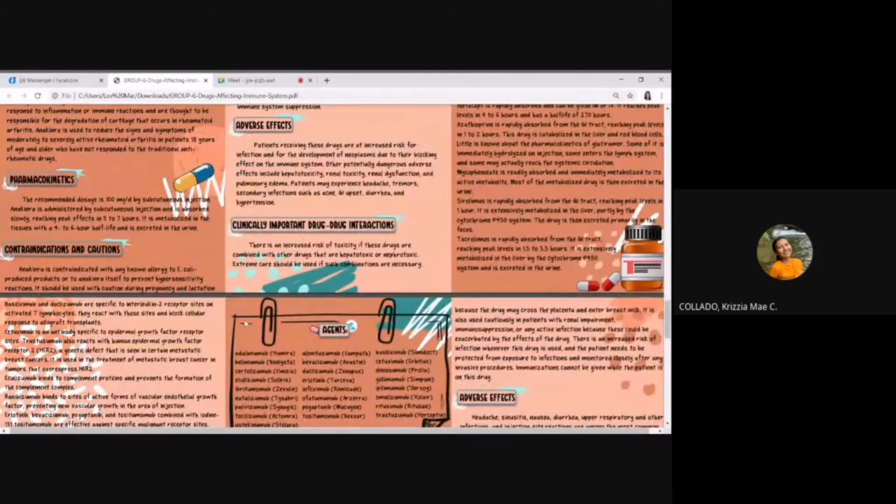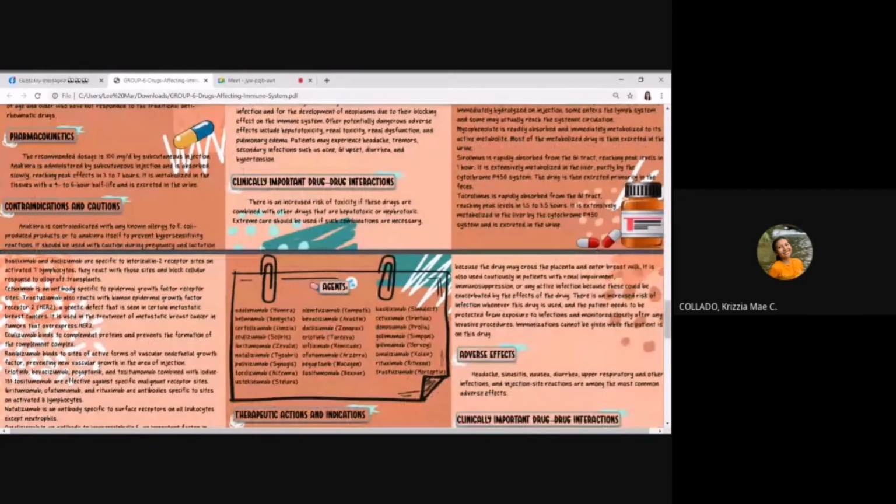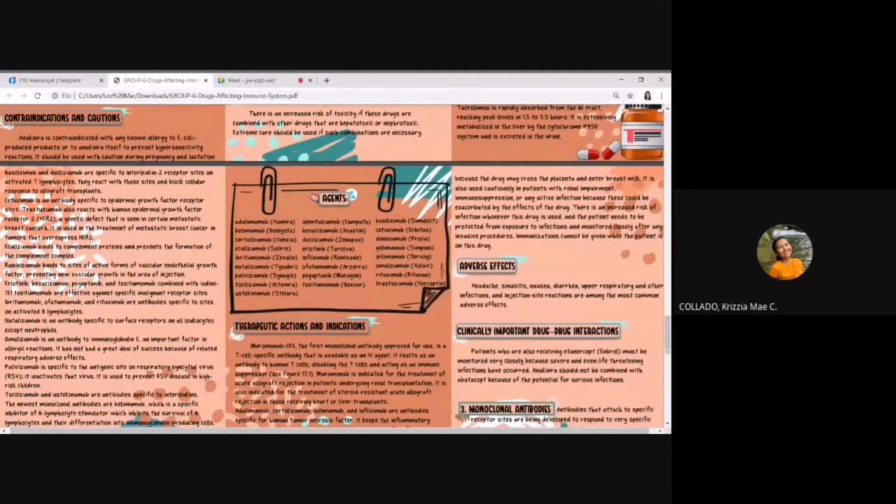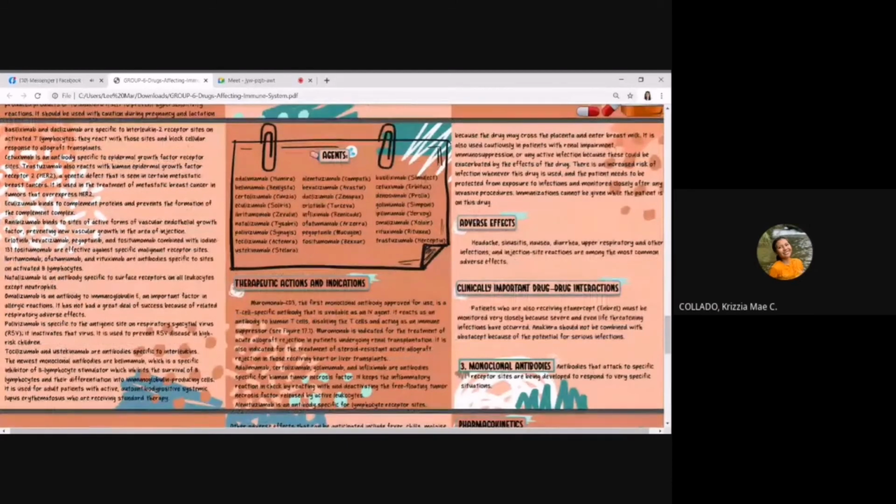There is an increased risk of infection whenever the drug is used, and the patient needs to be protected from exposure to infections and monitored closely after any invasive procedures. Immunization cannot be given while the patient is on this drug.